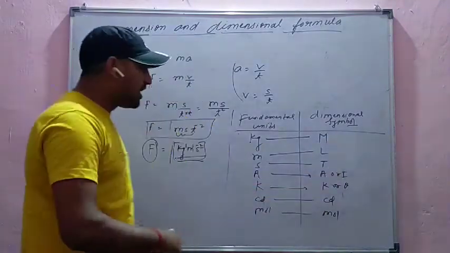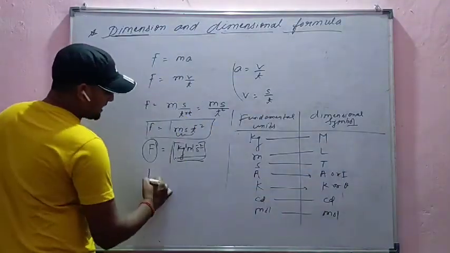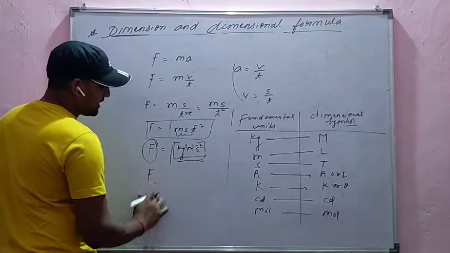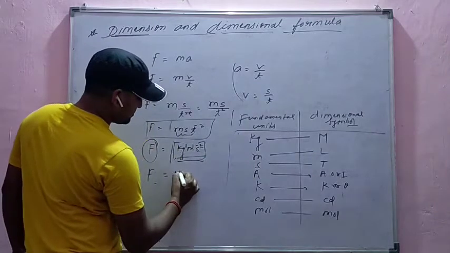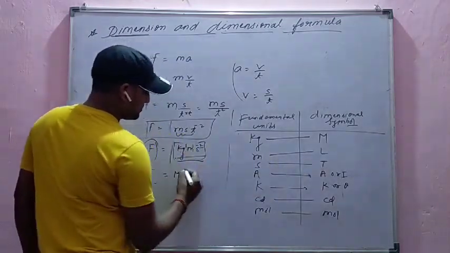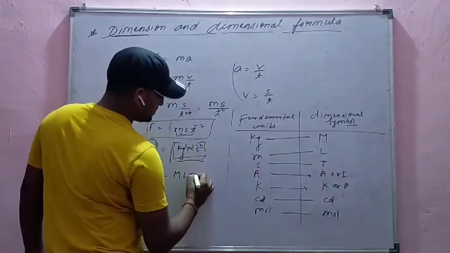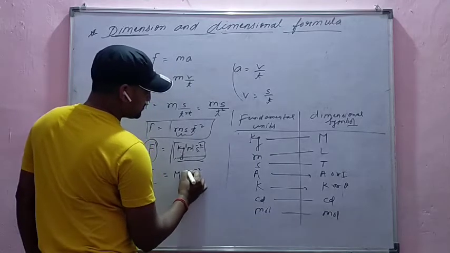मास, लेंथ, टाइम. अब बताइए क्या फोर्स का डायमेंशन यही होगा? नो. डायमेंशन ऑफ फोर्स विल बी व्हाट? kg m, मीटर L, second T, power -2.